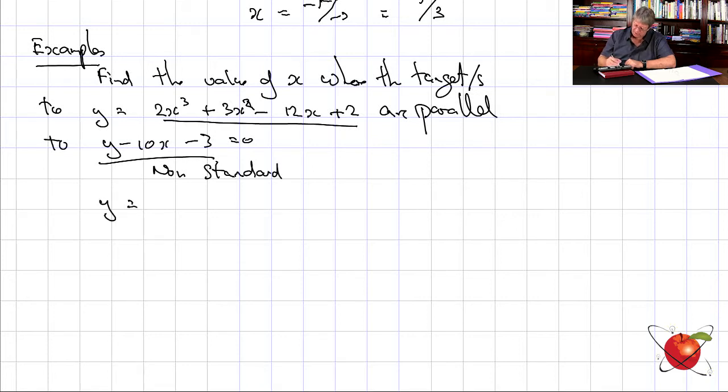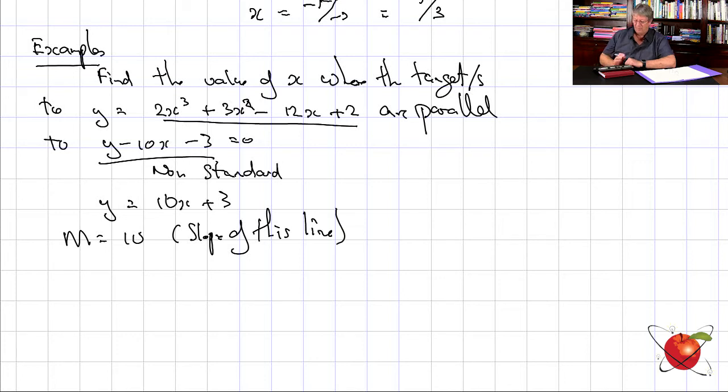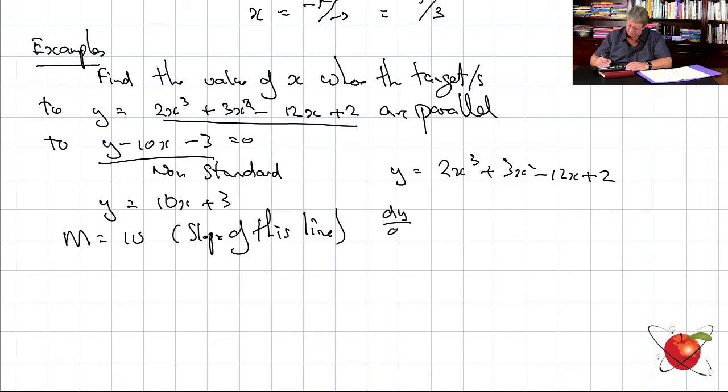Therefore, you write it as y is equal to 10x plus 3. Therefore, the gradient m of this line is 10. That's the slope of this line, is it not? That's the slope of this line, it is 10. Then I've got a y over here, y equal to 2x cubed plus 3x squared minus 12x plus 2. Now I've got to find dy/dx of this.